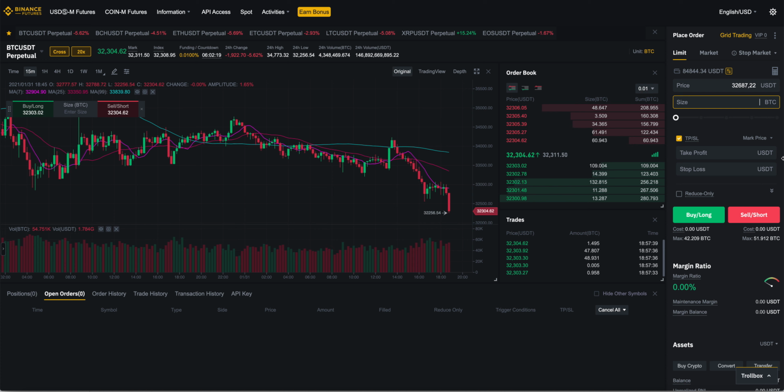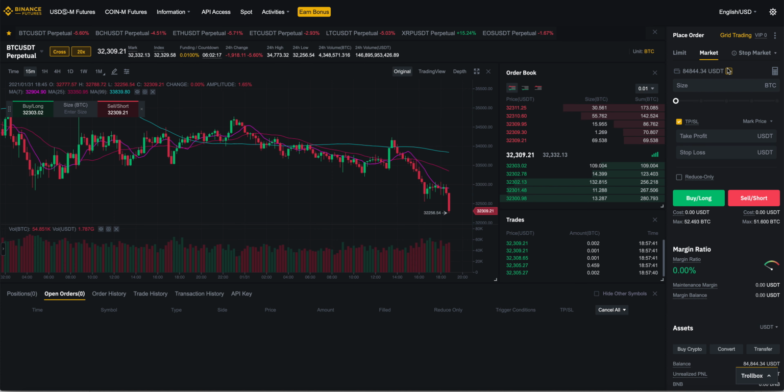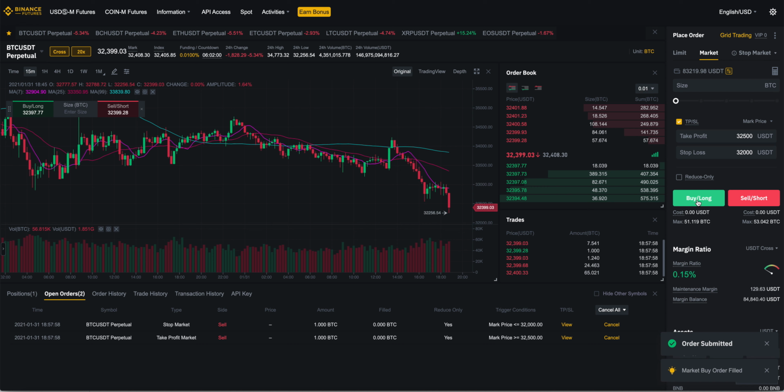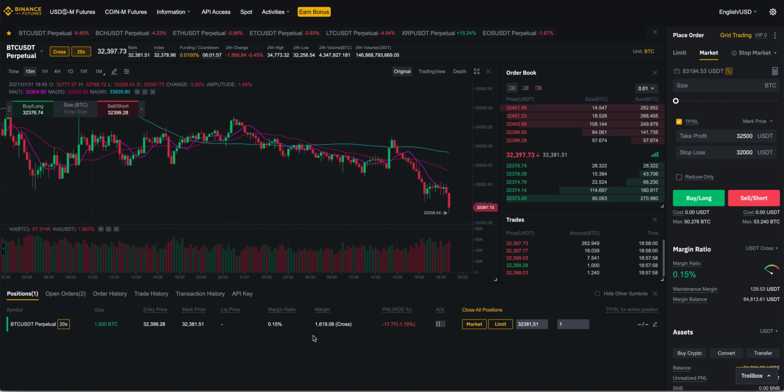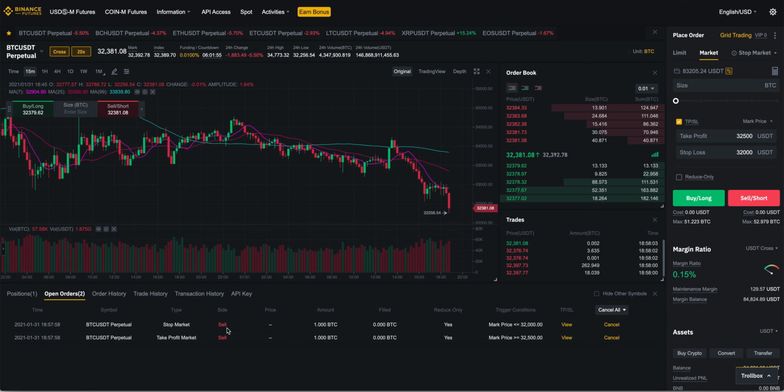Let's say I want to buy 1 Bitcoin at market with the take profit 32,500. Sorry, 32,500. Stop loss 32. Okay. So automatically I have the position and the other 2 orders. So the stop market for stop loss and take profit market for take profit. Quite nice feature.